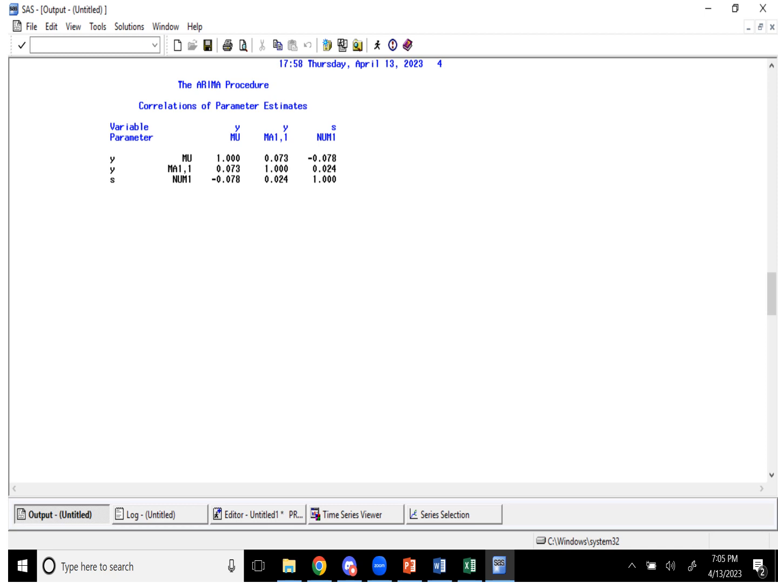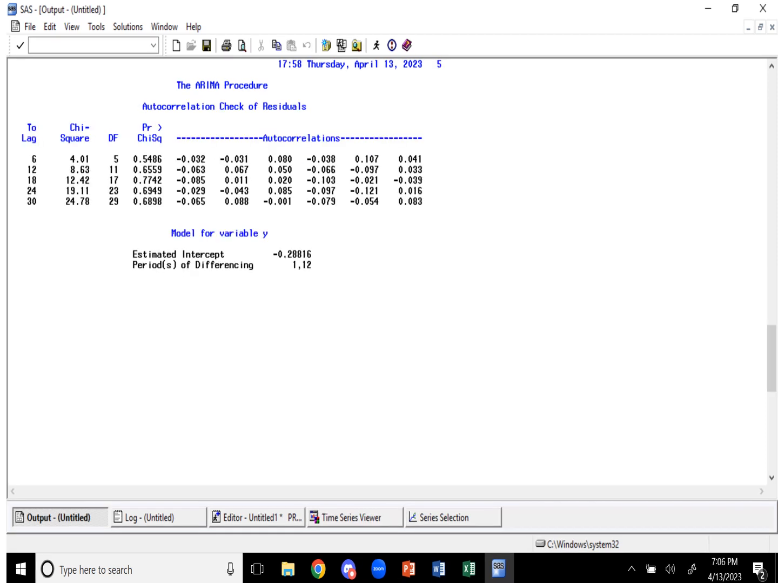Here's my correlation matrix. So I want to make sure none of my correlations are too strong. In this case, the correlations are actually quite small, which is indicative of a good model. And here are my Ljung-Box scores. All of their p-values are well above 0.05, indicating that our model addresses the dependency appropriately. And that's basically it, right? So I fit my model pretty well.